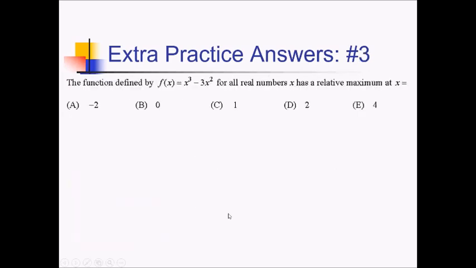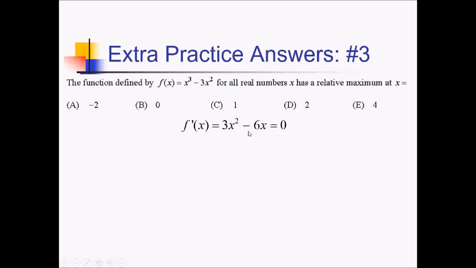For this problem, we're defining a function as x cubed minus 3x squared, we want to know where it has a relative max at what x value. So for that, we need to figure out where f prime changes positive to negative. F prime for this thing is going to be 3x squared minus 6x. Let's set that equal to 0 and find some critical values.